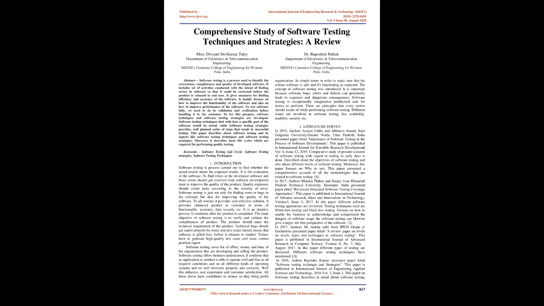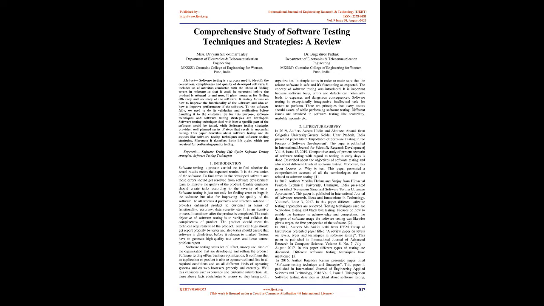1. In 2017, authors Monica Thakur and Sanjay from Himachal Pradesh Technical University, Hamirpur, India, presented a paper titled Review on Structural Software Testing Coverage Approaches. This paper is published in International Journal of Advanced Research, Ideas and Innovations in Technology, Volume 3, Issue 3, 2017. In this paper, different software testing approaches are reviewed. Testing techniques used are white box testing and black box testing. It focuses on how to enable the business to acknowledge and comprehend the dangers of software usage. Software testing can likewise give an objective, independent perspective of the software.